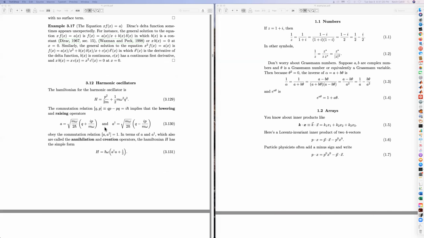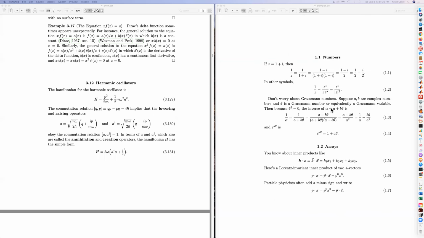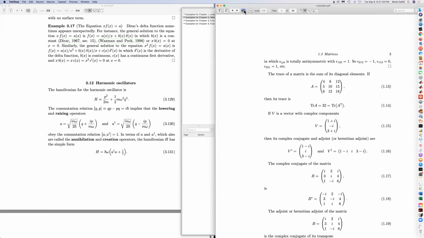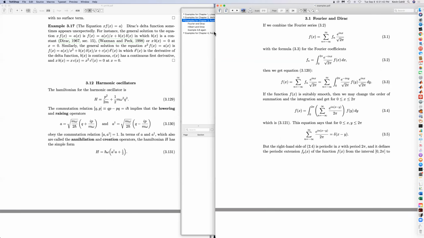Anyway, let me skip to something. I've been rewriting the examples section here. So let me pop over here to the examples for a little more about the delta function.